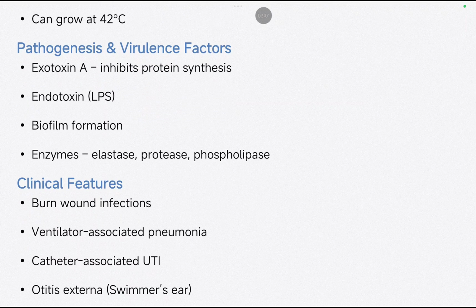What are the pathogenesis and virulence factors? It is highly pathogenic. First, it produces an exotoxin which inhibits protein synthesis. It also has an endotoxin, lipopolysaccharide. And third is biofilm formation. Again, this is slightly new. Bacteria develop their own city, along with all the infrastructure. So a film, a lamination, is formed of bacteria, which is biofilm formation. And there are a few dangerous enzymes: elastase, protease, phospholipase.